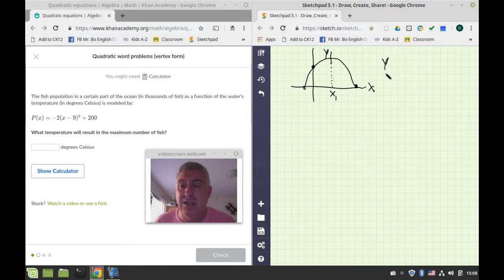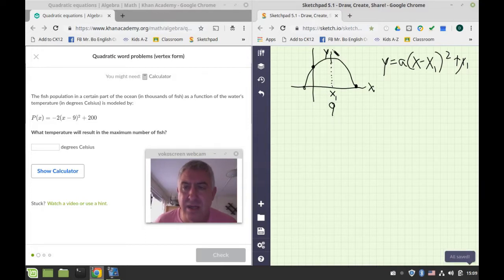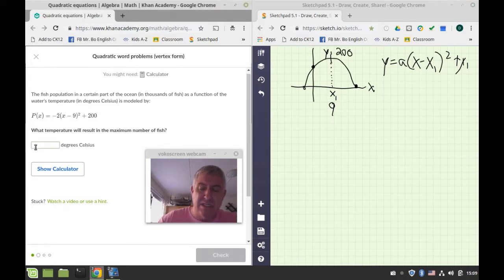So let's remember vertex form, (x minus x1) squared plus y1, and then we'll look over here. -2 is our a, and it opens down, that makes sense. x minus 9, so x1 is going to be 9 here, and y1 is going to be 200. So the question is, what temperature? 9 degrees. At 9 degrees Celsius, we get the most fish.